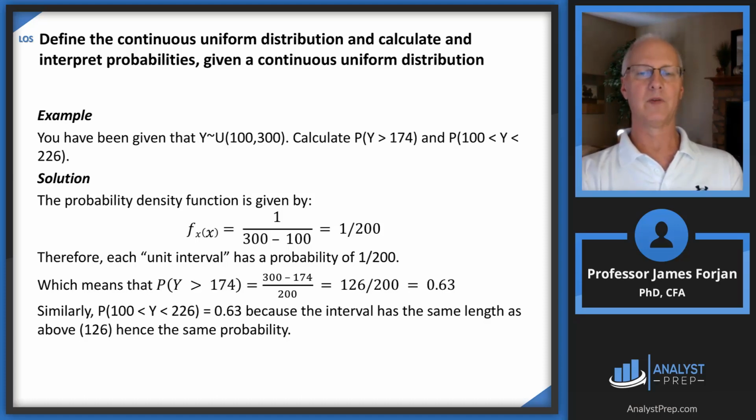All right, so think about this. You have from 100 to 300, and so what we want to do is figure out the probability that y is greater than 174. So we're going to take the 300 minus the 174 and divide that by the 200, and that gives us 63%. And then coincidentally, since that interval has the same length as the one above, the probability of moving between 100 and 226 is going to be that same 63%.